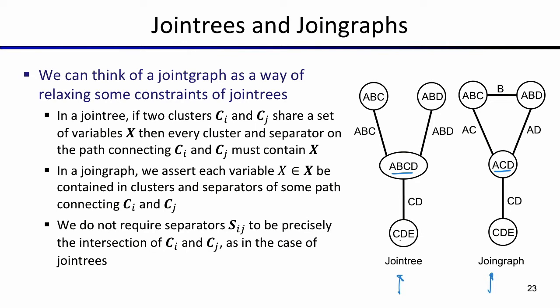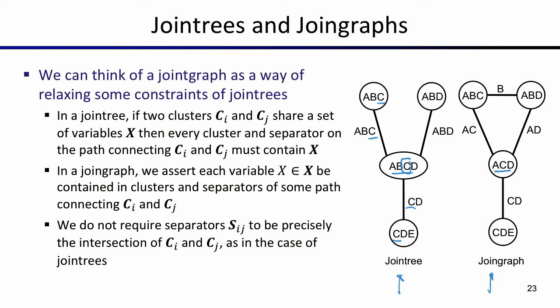So in this case, I have C here and I have C here. I am obligated to have the C here, the C here, and the C here as well. So the variable C is appearing in every separator and in every cluster in the path. But now, with the joint graphs, we can have multiple paths between two nodes. And in this case, we say that just one path can have the variable in the clusters and separators.